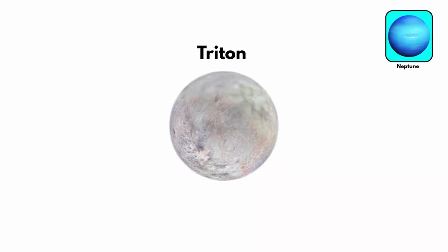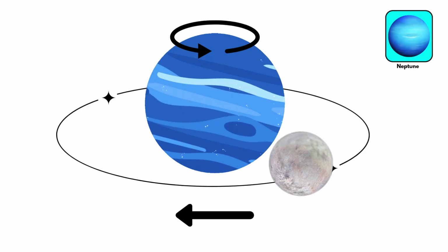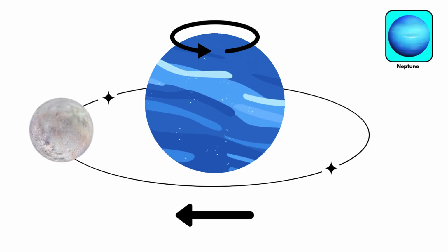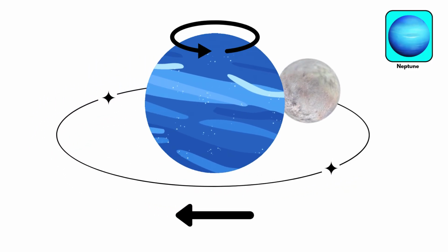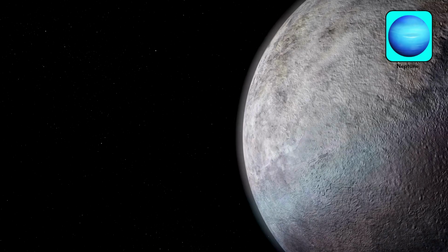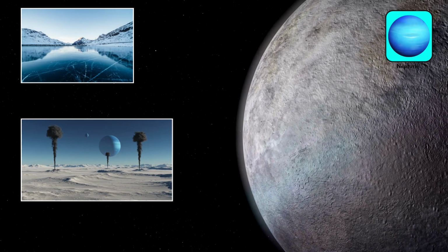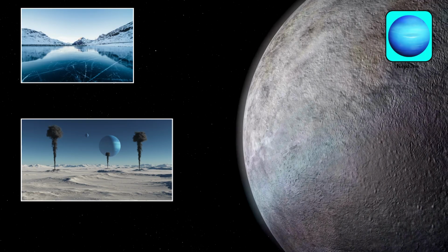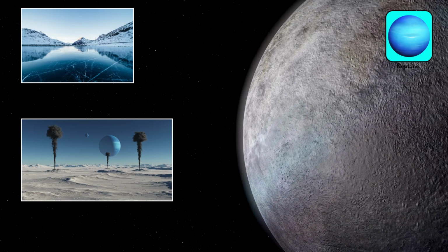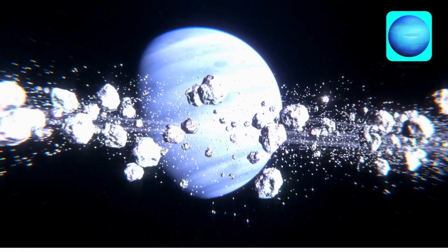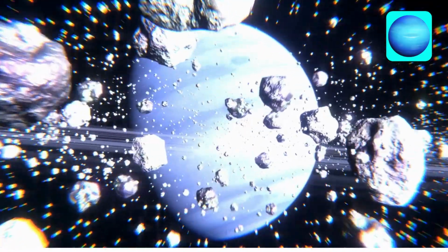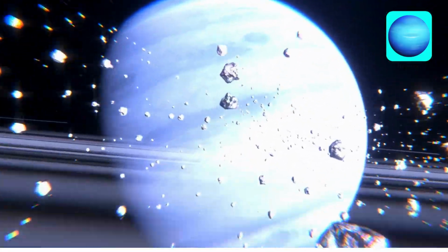One of its moons, Triton, is a strange one. It orbits backwards, a clue that it didn't form with Neptune. It was likely captured. Triton is icy, volcanic, and spews out nitrogen geysers into space. It might even have a subsurface ocean, just like Europa. Neptune is far, cold, and dim. But it's full of drama.